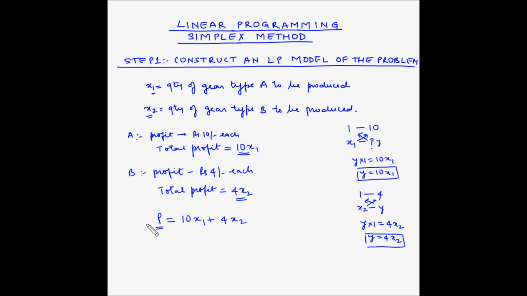So our objective function for this LP model becomes: maximize P, which is equal to 10 times x1 plus 4 times x2. And x1 and x2 are the quantities of gear type A and gear type B which are to be produced. So let's say this is our number 1. Now let us look at the constraints.